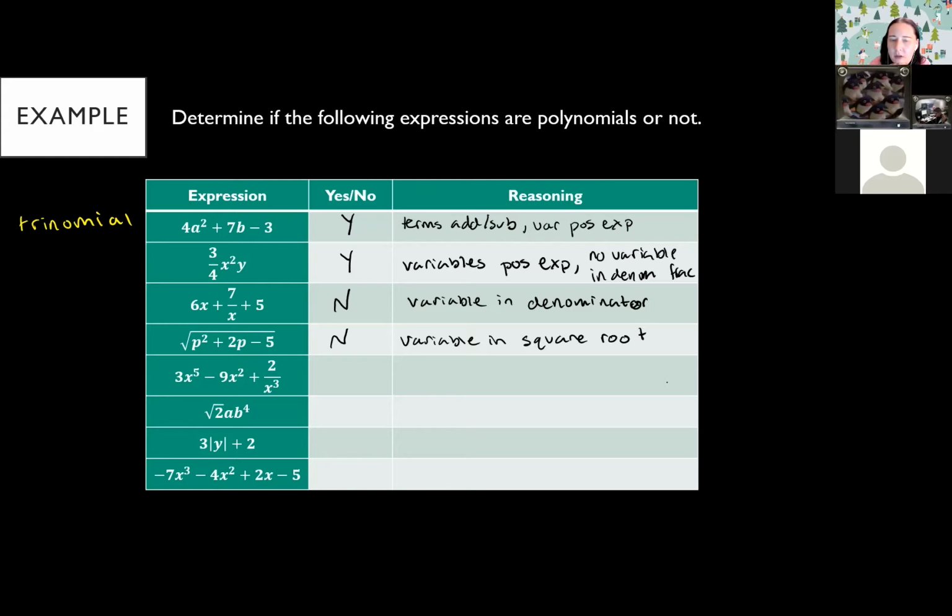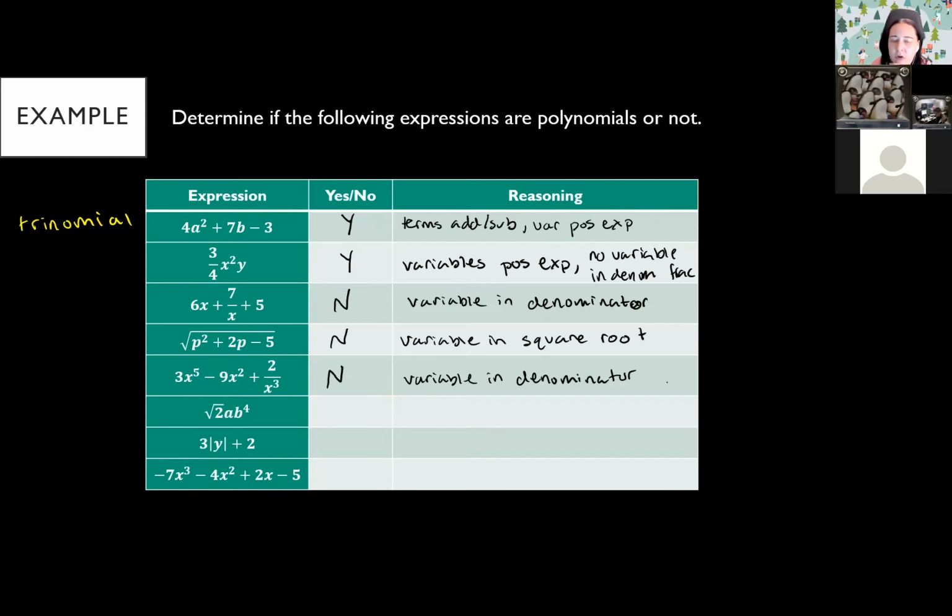Okay, 3x to the 5th minus 9x squared plus 2x, or 2 divided by x over 3. I almost read that out loud wrong. Yes or no? No. Correct. Now this is for the same reason as the one with the 7 over x. We have a variable in the denominator. So even though the rest of it looks okay, because we have that x cubed in the bottom, it's a no.